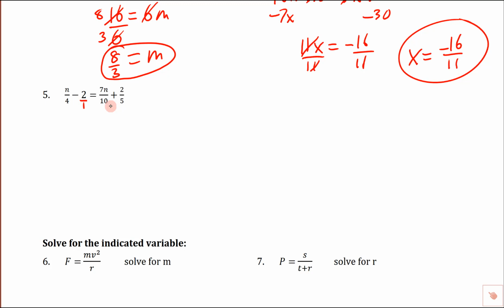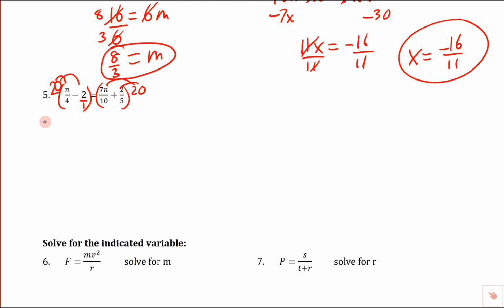So let's see, 4 and 10 and 5. Well, a 10 would take care of 10 and 5, but wouldn't really take care of the 4. A 20 would take care of all of those because 4 goes into 20, 10 goes into 20, and 5 goes into 20. 20 is actually the least common multiple there. So here's what we're going to do. We're going to multiply this side by 20, and we're going to multiply the other side by 20. Now, when we're distributing through, basically we're making sure that every term on both sides gets multiplied by the 20.